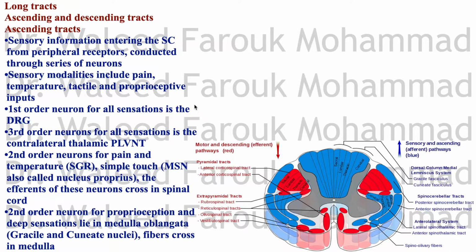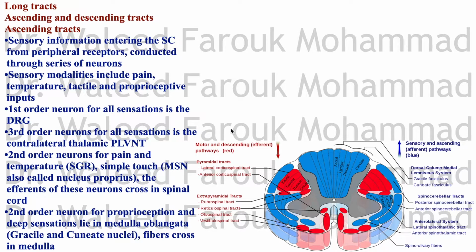The long tracts are many, of course. We have ascending and descending tracts. The ascending tracts carry sensory information entering the spinal cord from peripheral receptors. Different kinds of receptors, like touch and pain and temperature receptors. It's conducted through a series of neurons. This is how sensation develops.